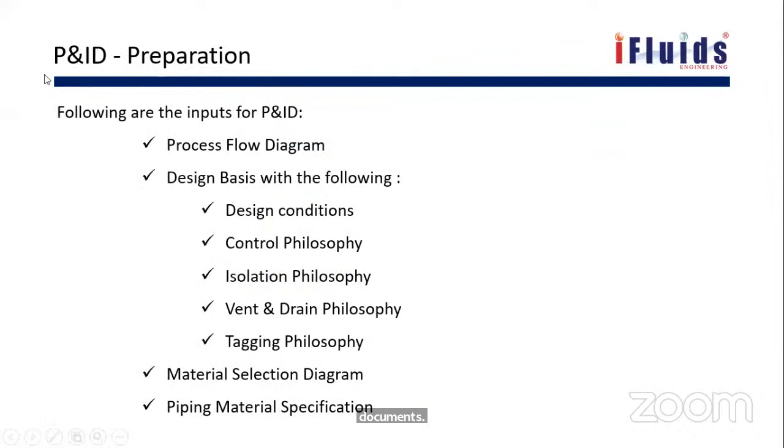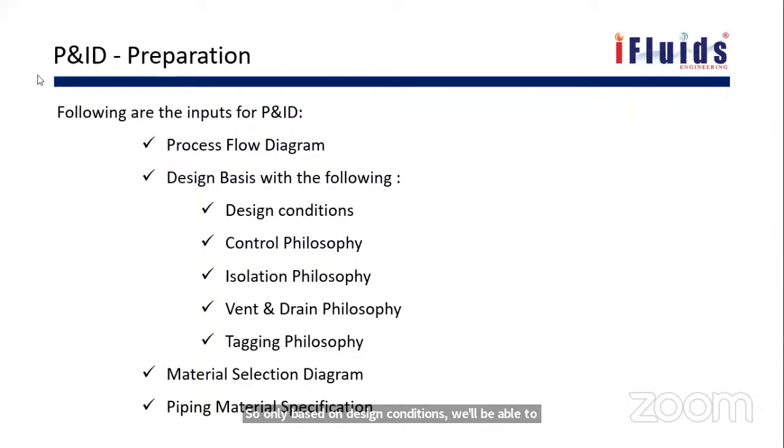So now we know what a P&ID is. Now, to prepare a P&ID, what all things will we be requiring? We should know this. This is important. We need the process flow diagram. Then we need a basis for making the P&ID: the design conditions. Why are they required? Because in the P&ID, we will be sizing the lines and equipment. Only based on design conditions will we be able to size the lines and equipment.